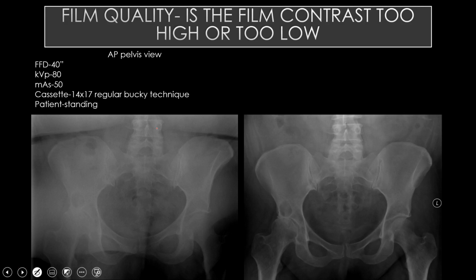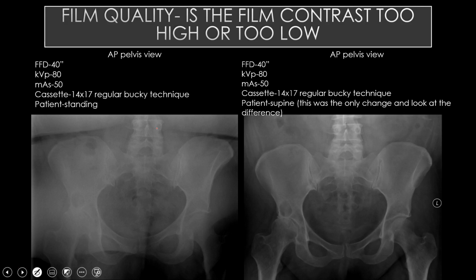Here we have the same patient. We perform this also at a 40-inch FFD. The KVP is still 80. The MAS is still 50. The cassette is still a 14x17 regular cassette, and we still use the Bucky technique. The only change that was done was the patient was now supine, so lying on their back, and you can see how much of a difference and how much better the contrast was just by lying the patient down.